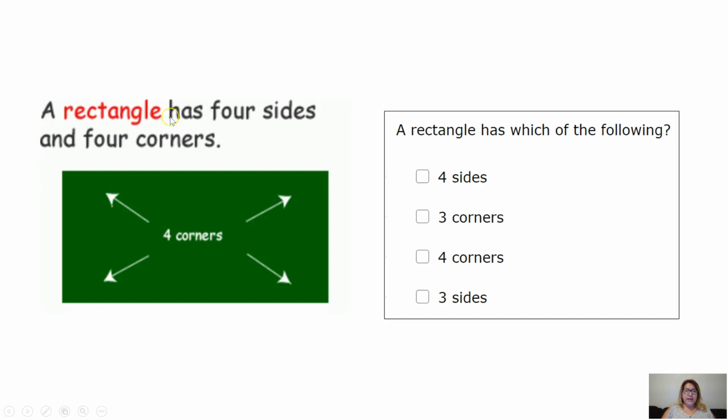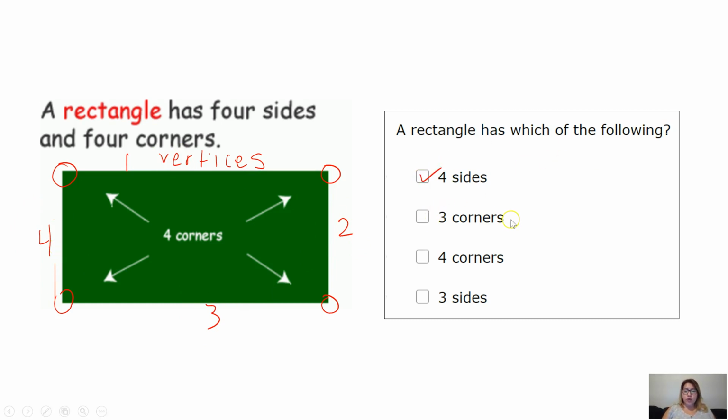Okay, a rectangle has 4 sides and 4 corners. Remember, corners we're also referring to as vertices. Okay, so these are the vertices 1, 2, 3, and 4. And then we have 1, 2, 3, 4 sides. So let's answer this question. A rectangle has which of the following? Does it have 4 sides? Well, let's count. 1, 2, 3, 4. Yes, it has 4 sides.